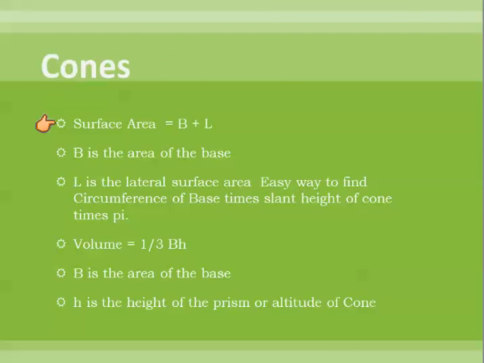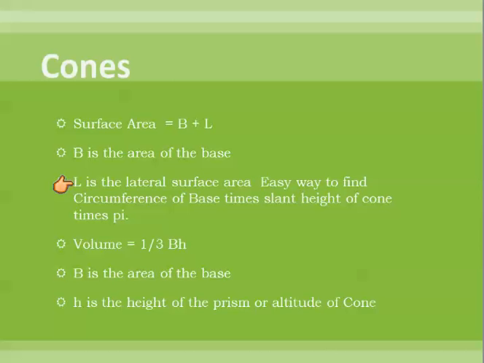Cones. Cones are ones that have another one of those formulas that's hard to remember. Surface area: area of the base plus the lateral surface area. The area of the base is a circle, pi r squared. The lateral surface area, easy way to find this: the circumference times the slant height of the cone times pi. That's the easy way to find it.